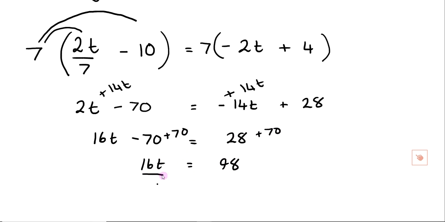Now I have to divide by 16. And I get 1t is? It's 49 over 8. 98 divided by 16, 49 over 8. Is that it? Simple as it goes? Is that it? 6.125.